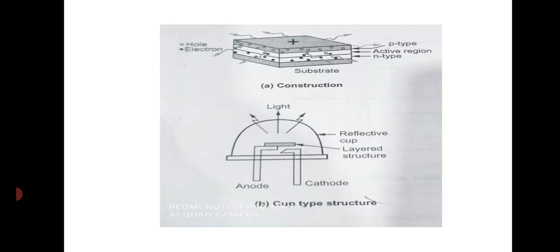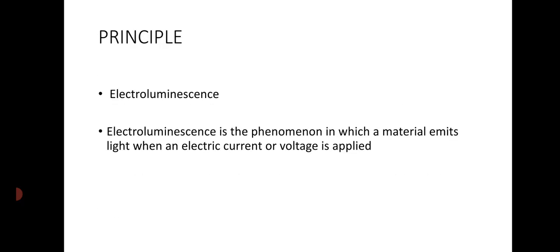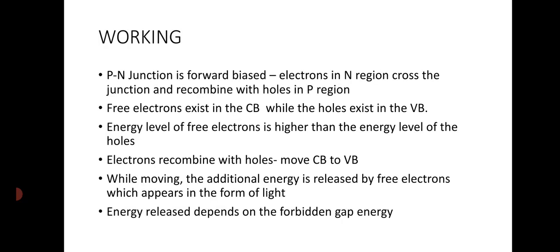Okay, then next, principle. The principle of LED is what? Electroluminescence. That means it's the phenomenon in which a material emits light when an electric current or voltage is applied. So simply we say that it is light produced by electricity. Then working, how does the LED work? When a PN junction is forward biased, the electrons present in the N region will cross the junction and recombine with holes which are present in the P region.